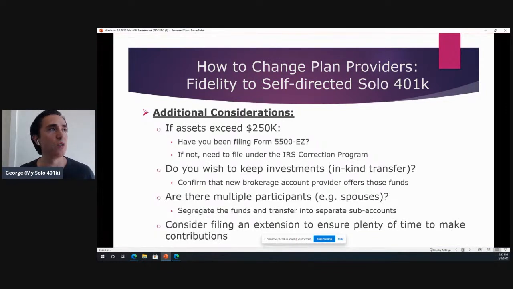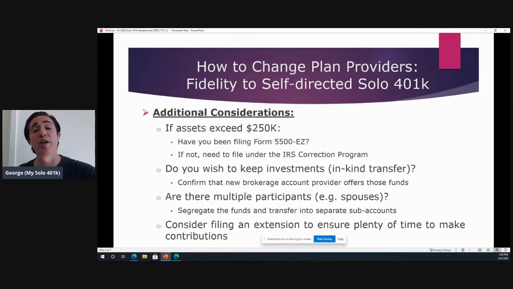Jump in. So let's go through some additional considerations as we're thinking about changing plan providers from Fidelity to a self-directed solo 401k with a company like us. If the existing assets, the value of your investments in your Fidelity solo 401k, are greater than $250,000, the question that arises is whether or not you've been filing Form 5500EZ, because we certainly have a lot of people that start out with, say, a Fidelity solo 401k, and then they convert over to us for all the good reasons, like loans or Roth or ability to invest in real estate.